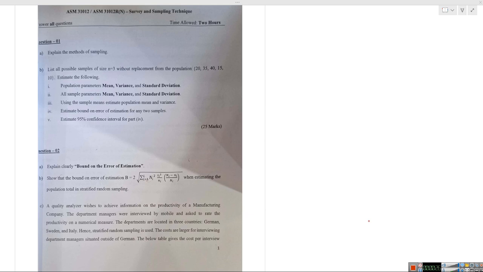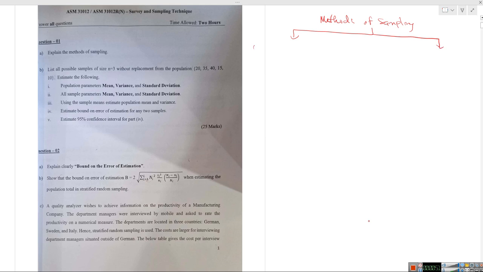The first question says explain the methods of sampling. So now we have to briefly explain the methods of sampling that we have studied in this course called survey and sampling techniques. We classify the methods of sampling into two major groups.